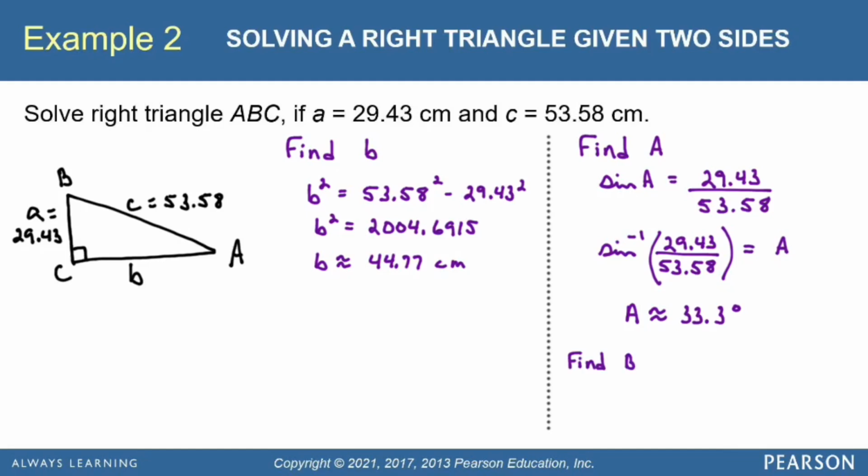And now we could do the same type of thing to find angle B, but what I'm going to do in this case is just say that A and B have to add up to 90, so B is 90 minus 33.3, so B is approximately 56.7 degrees. And that's it. We have found our 3 unknown values.